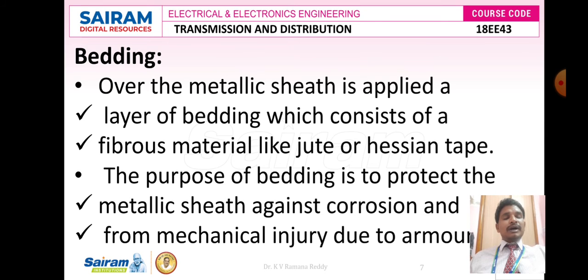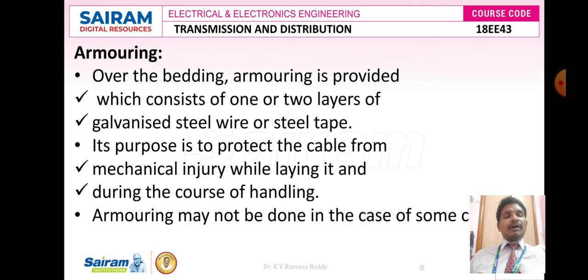So to overcome that mechanical injury and mechanical stress, this bedding is covered by one more material which is called armoring. Armoring covers the bedding. Bedding is simply a fibrous material made up of jute or Hessian tape. Coming to the armoring, it covers the bedding. Armoring consists of one or two layers of galvanized steel wire or steel tape.